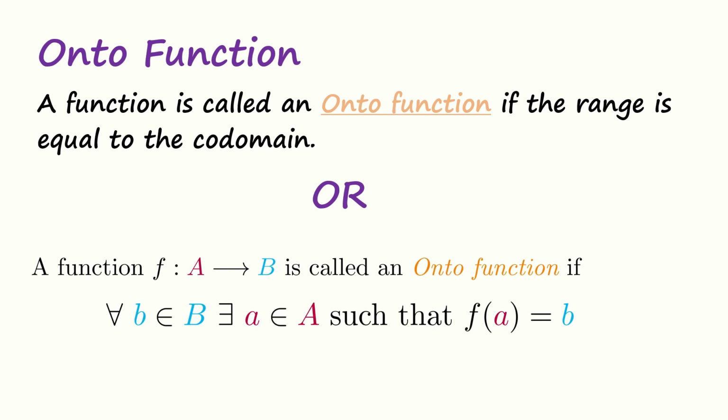This expression means for all elements in the codomain we have at least one element in the domain such that the element of the domain is an inverse image of the element of the codomain.